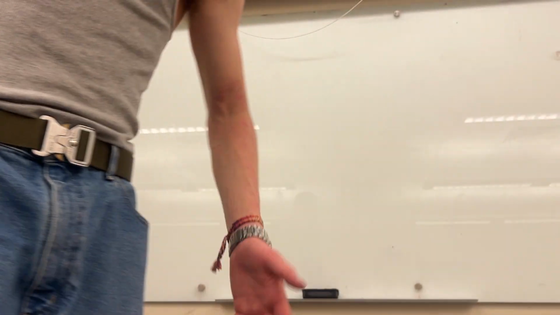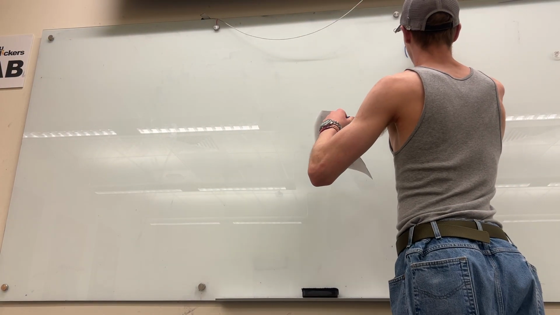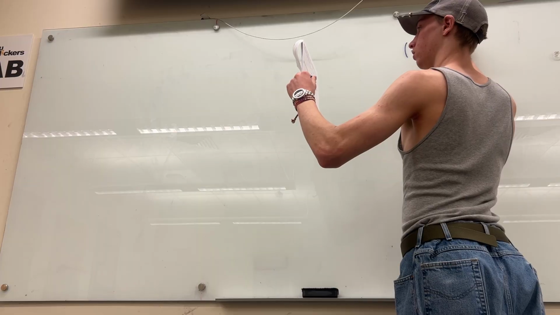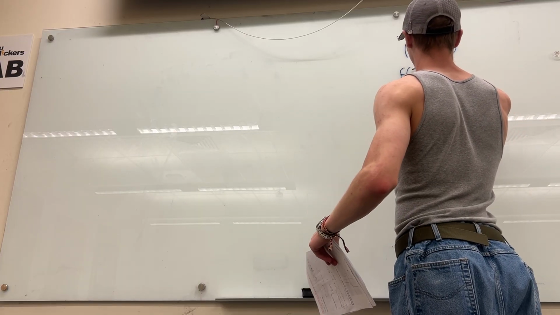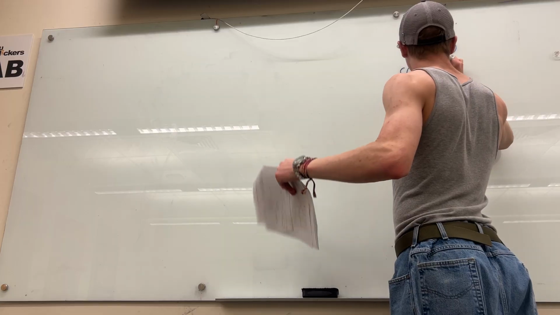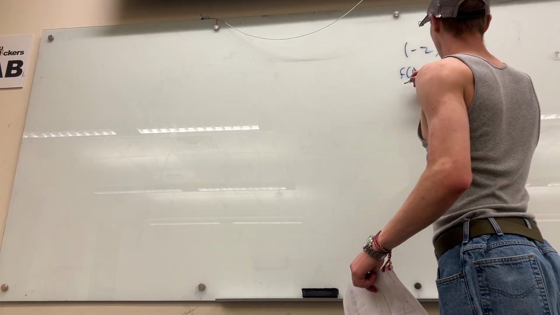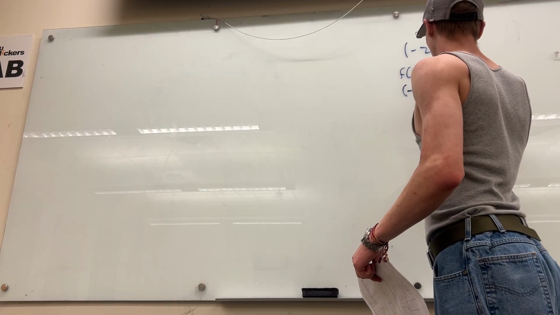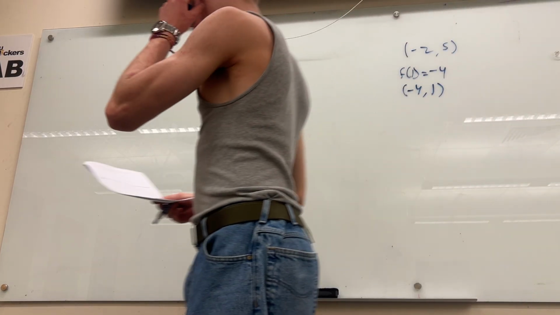We're doing test 1, question 8E. We have a point -2, 5, and this says f of 1 equals -4. But what that really means is 1, -4. So we got 2 points, and we are finding the slope.